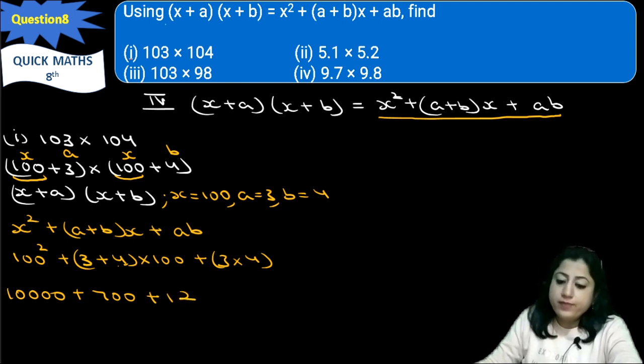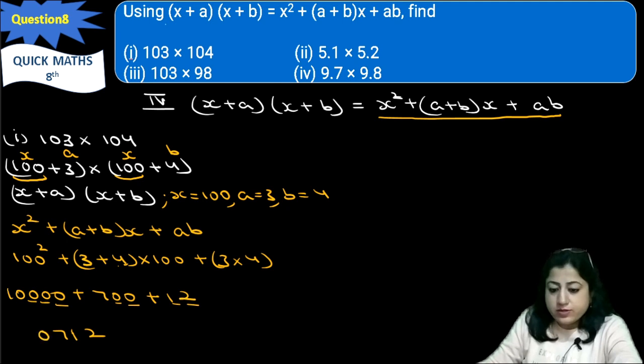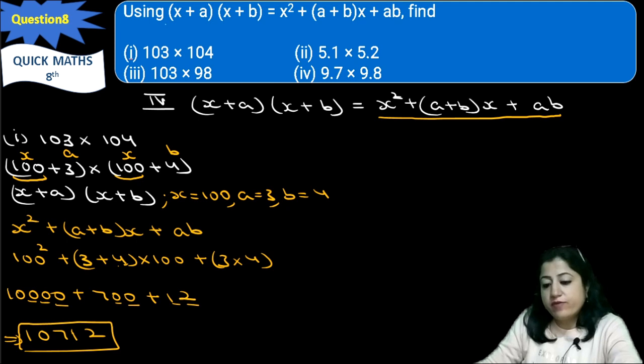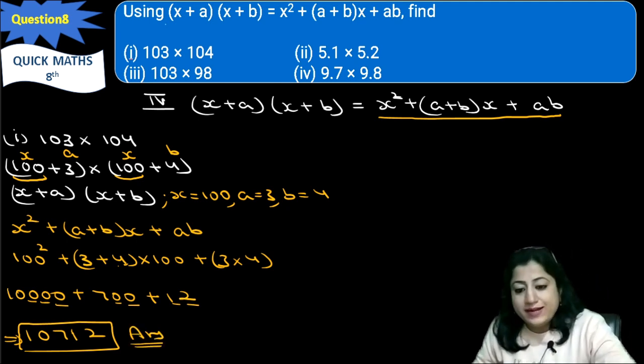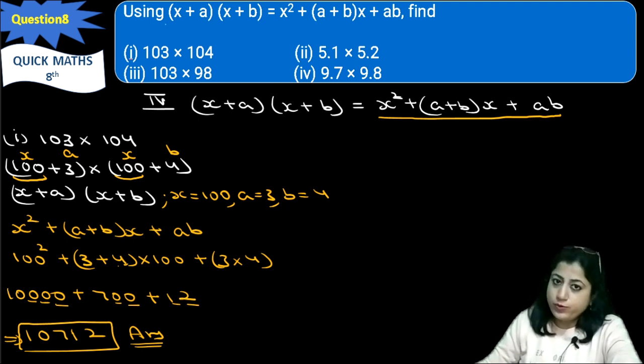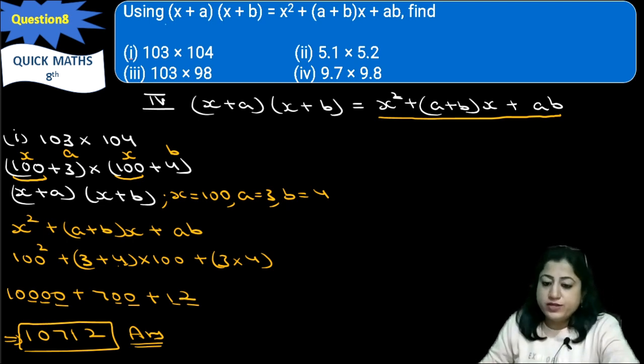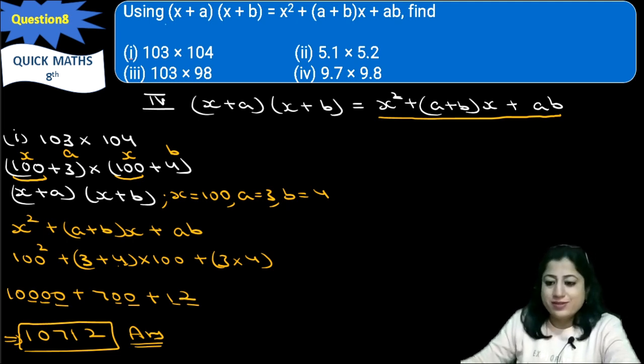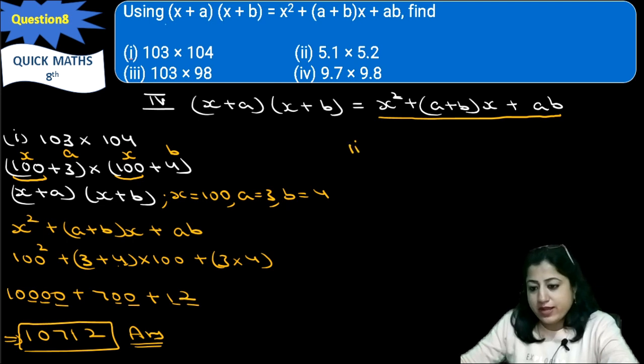So we will add them. This is 2 and this one is 1, next 7, next 0, next 1. So this is the required solution. 10712 is the answer of the product without doing any multiplication of three-digit numbers together. Without doing much calculation, we will just apply the fourth identity, find out x, a and b, and get the result. So the next is the second part.